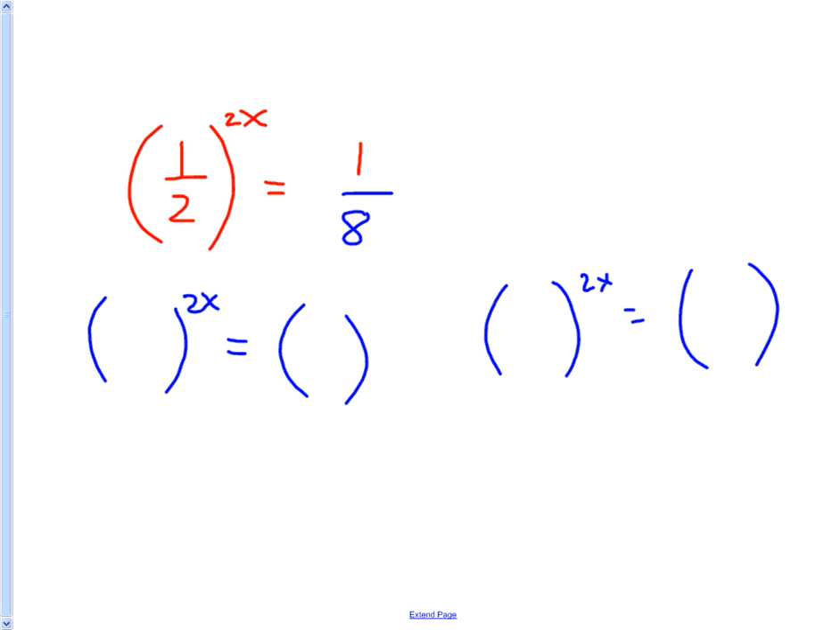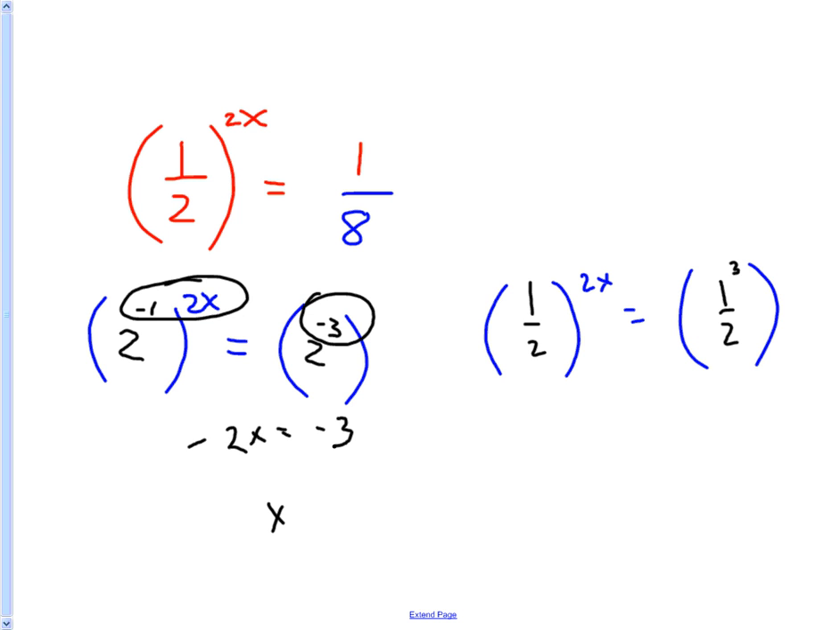This is the one I was thinking of. You could use 2 different bases. You could either use 2, and then you'd use the negative 1, and 2 to the negative third, because 2 cubed makes 8. Or you could use 1/2 as your base. And then how do I get 1/2 to turn into 1/8? Cube it. So this one comes out to negative 2x equals negative 3, which solves to be x equals 3 over 2. And this one is 2x equals 3, and x equals 3 over 2. Either way works. So you can use different bases even.